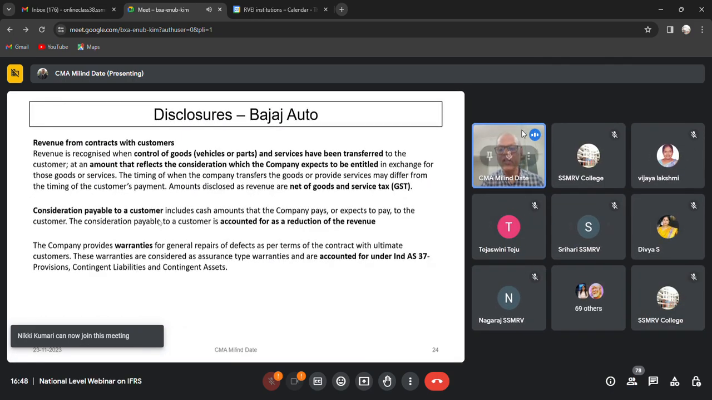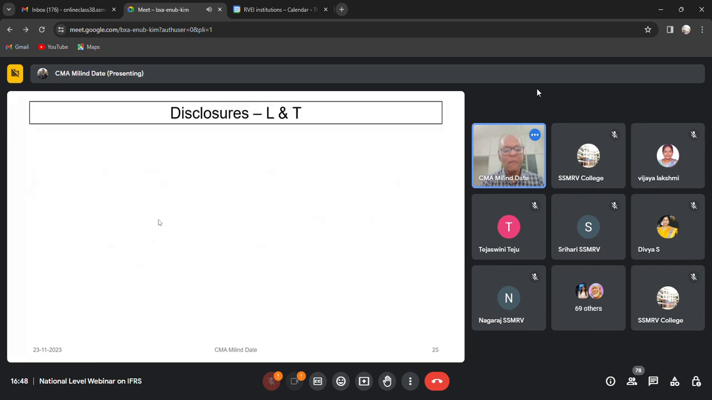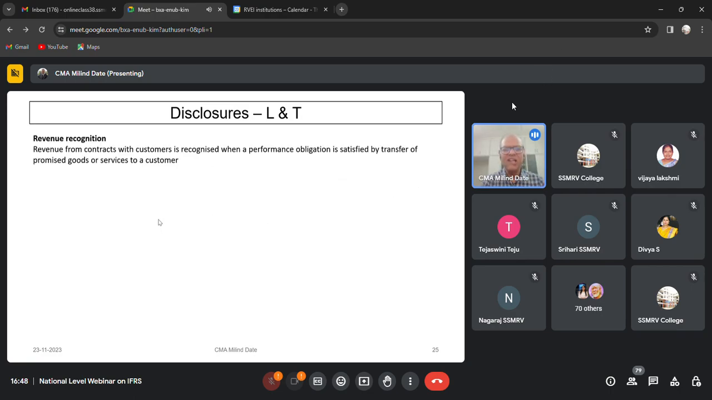Assurance type of warranty. And there is a relation between Ind AS 37 and 115. Tomorrow I will discuss this part of warranties with you. Larsen and Toubro is a big construction company. See, the first was an automobile company. The second disclosure I'm showing you is that of L&T.